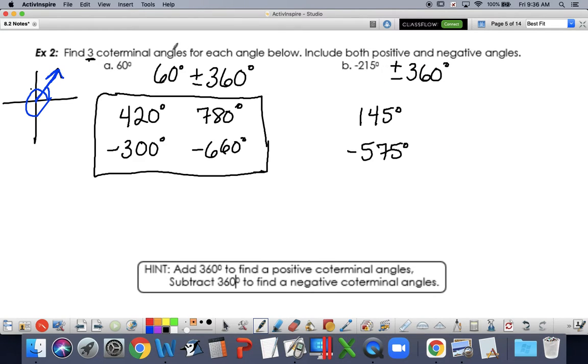And then I need to find a third, right? I'm asked for a third, so why don't I take this 145 degrees and add another 360 degrees, and I get 505 degrees. So there's our 3 angles there. And you'll see the little hint below, right? Make sure you add to find a positive, subtract to find a negative, although it really depends on what angle you're starting with. But really just the adding and the subtracting of 360 degrees will get you those coterminal angles.